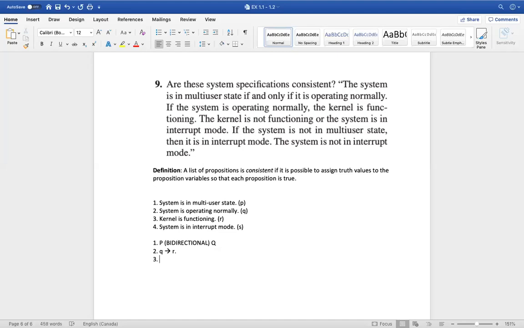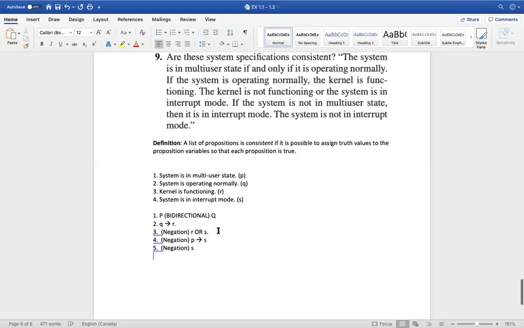The next one will be negation R or S. And the fourth one will be negation P implies S. The fifth one is just S itself, because it says that the system is not in interrupt mode. Well, that would be a negation though, right? Because it's not. Yes, the system is not in interrupt mode, right?